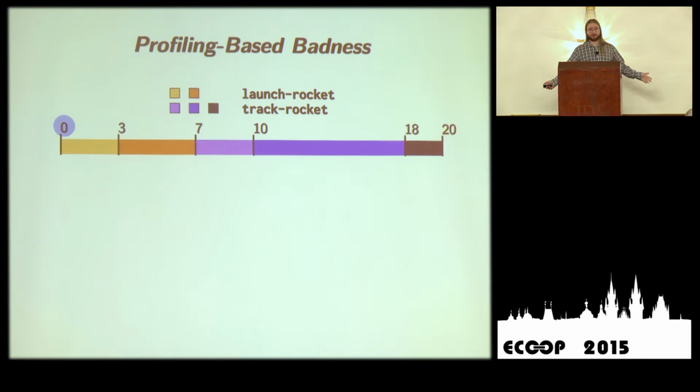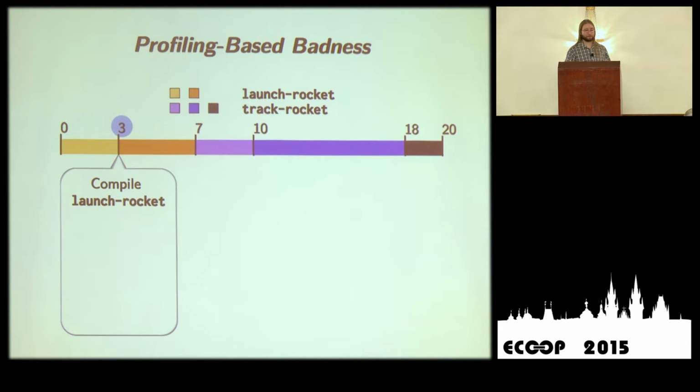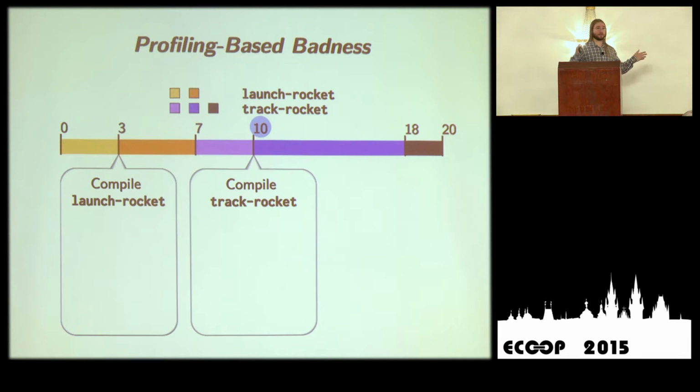Now, at time step 0, the launch rocket function starts executing. But at time step 3, the engine notices, hey, that function has run for a whole 3 seconds. It's got to be pretty hot. And so the engine decides to compile it, and then continues executing the compiled version of that function, which runs for another 4 seconds, after which execution is over for the launch rocket function, and we switch to the track rocket function, which again runs for 3 seconds. The engine notices it's hot, compiles it, and keeps going with that compiled version.